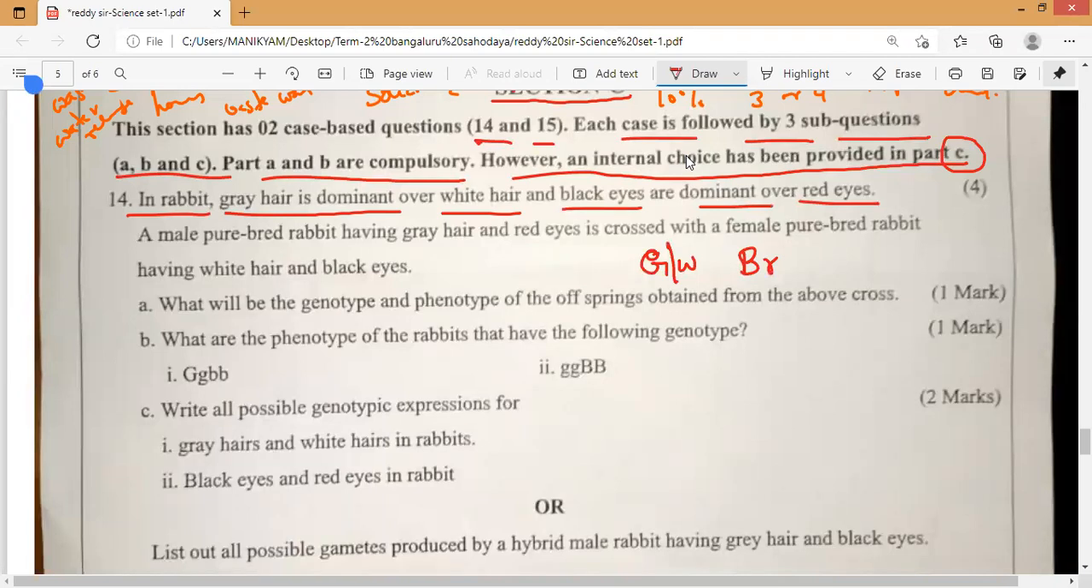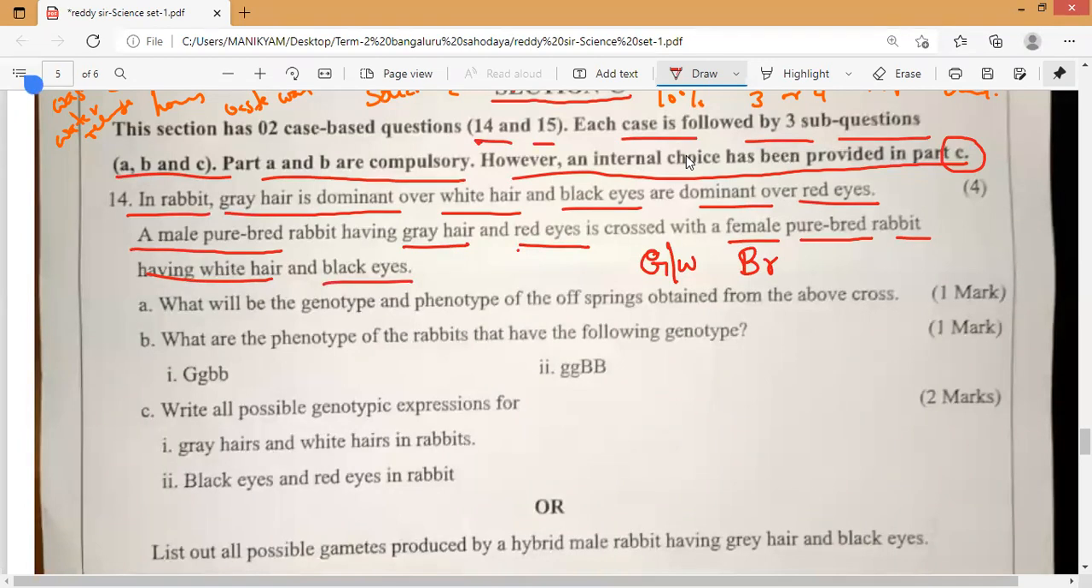Yes. Now, your choice. You can take any names. Now, a male purebred rabbit having gray hair. Male purebred means parents, guys. Remember, it's not F1 crossing. Parents. Rabbit having gray hair and red eyes is crossed with a female purebred rabbit having white hair and black eyes.